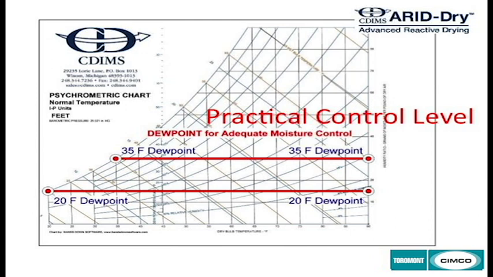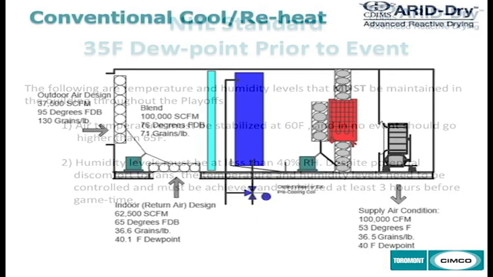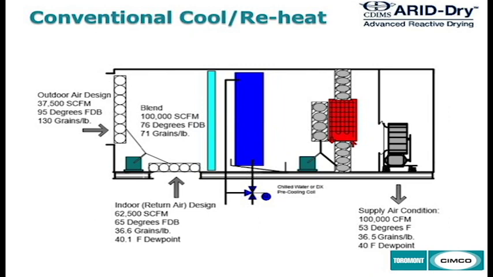So what technologies can we use to achieve those levels? Well, there's a couple of approaches. One that's not quite as effective, it can do some level of dehumidification for you, is called a cool reheat system. It's simply a cooling coil. You run your air across the coil. It wrings out the moisture because it's cooling it down. It condenses on the coil, goes down the drain pan, and that's your dehumidifier.